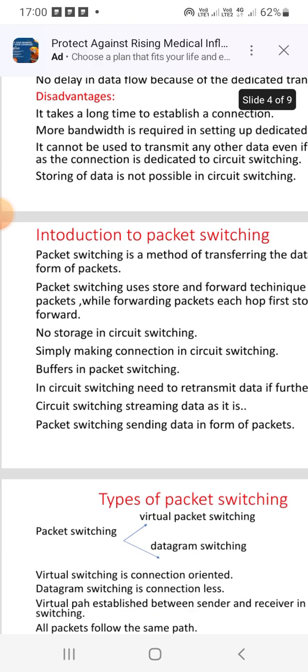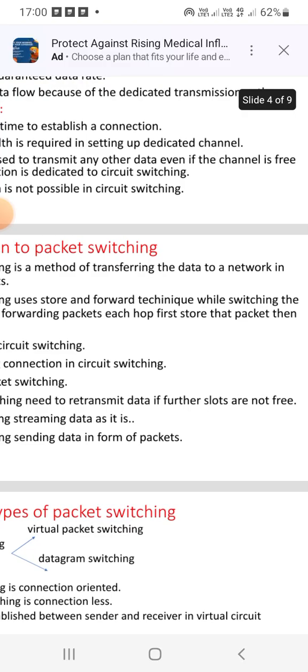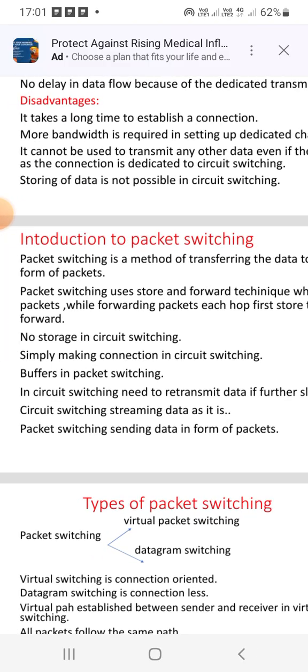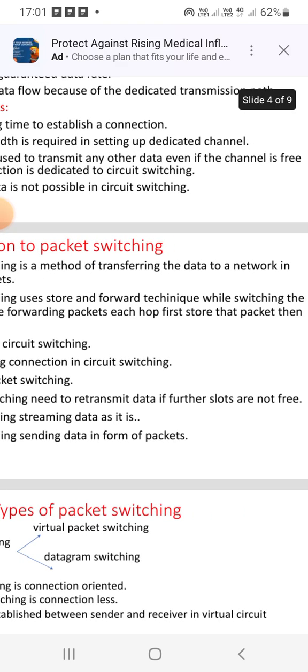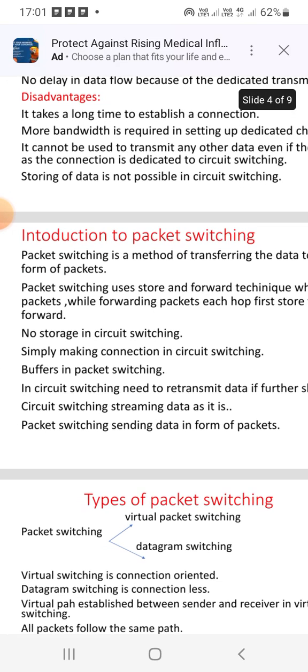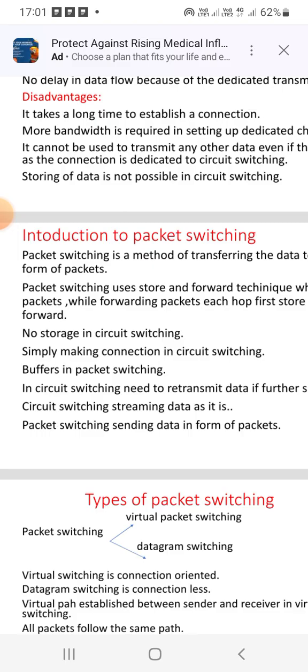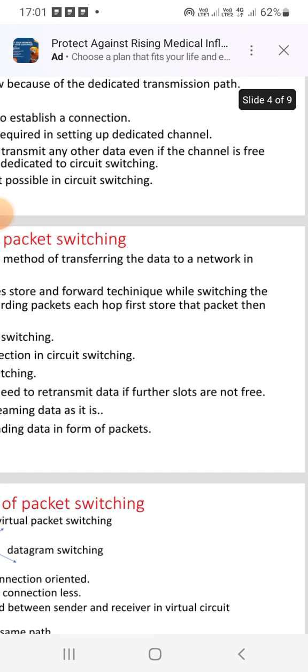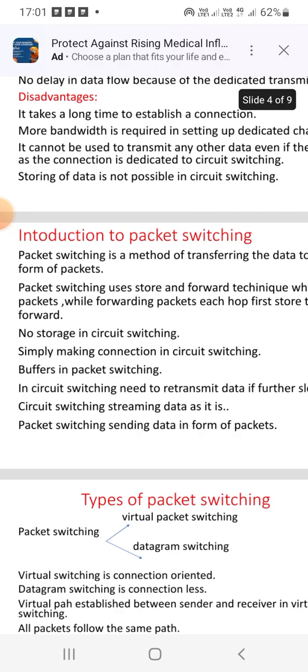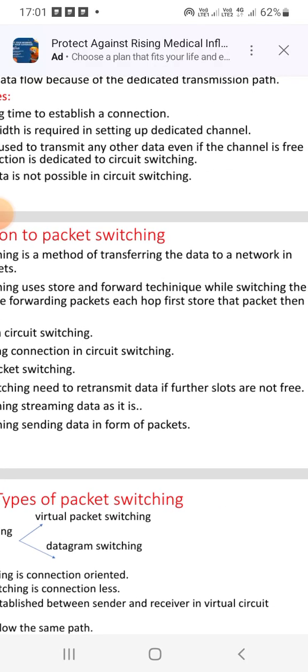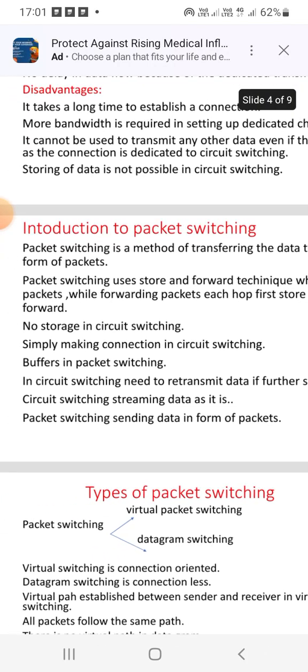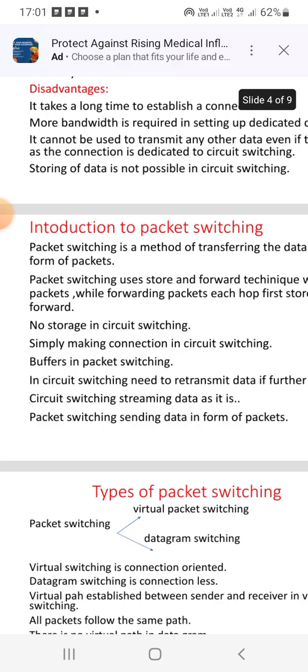Introduction to packet switching. Packet switching is a method of transferring data over a network in the form of packets. Packet switching uses the store and forward technique. While forwarding packets, each hop first stores the packet, then forwards it. In packet switching, the store and forward method is available. No storage in circuit switching.